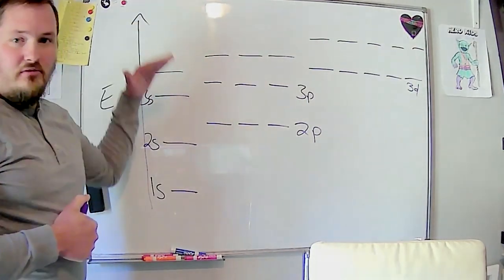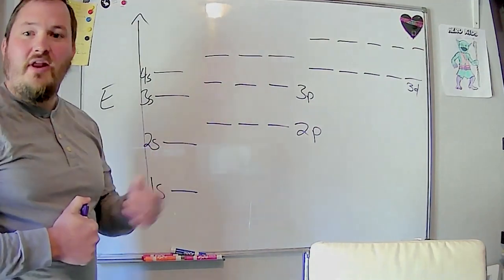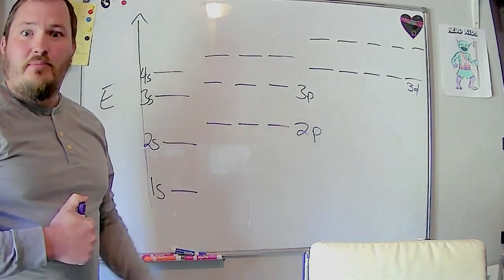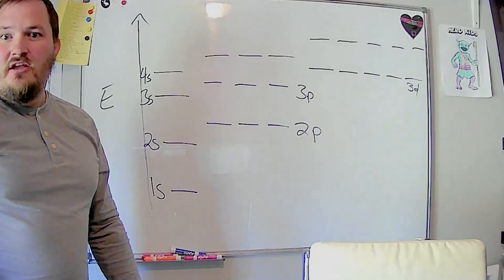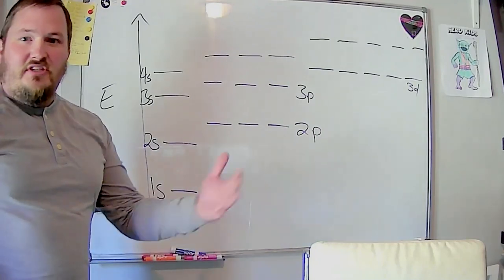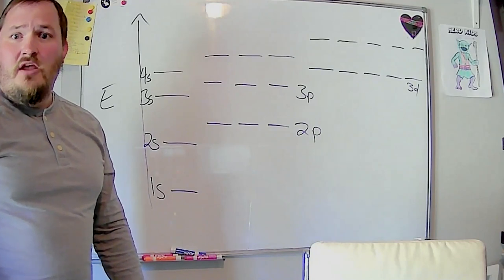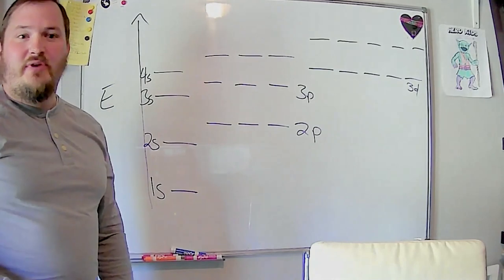This chart, the reason I'm able to do it from memory is because it's the same no matter what element you're talking about. The order that we fill these orbitals up is the same no matter how many electrons we have. So if we have an ion versus a neutral atom, it doesn't really matter for the electron configuration. The only thing it changes is how many electrons we have to work with.